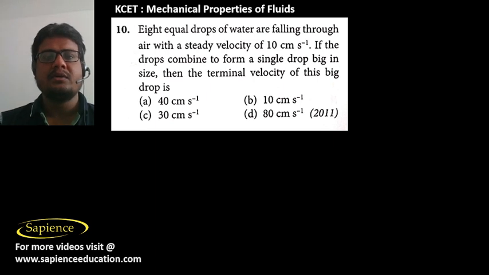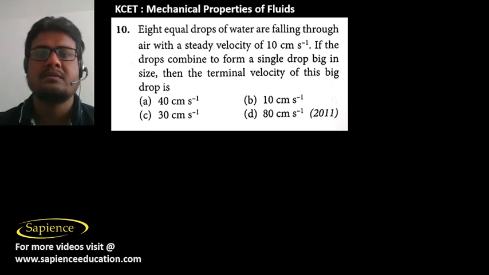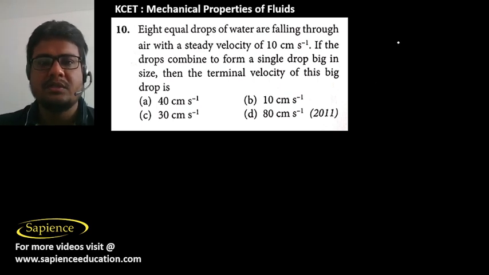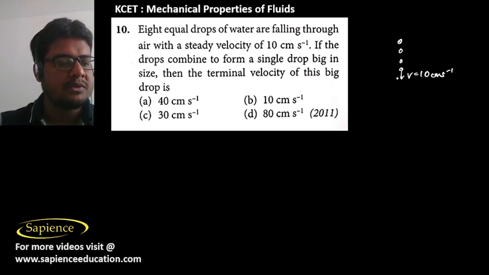Then 8 equal drops of water are falling through air with a steady velocity. 8 equal drops are falling through the air with a steady velocity of 10 cm per second. If the drops combine to form a single big drop, then the terminal velocity of this big drop is?